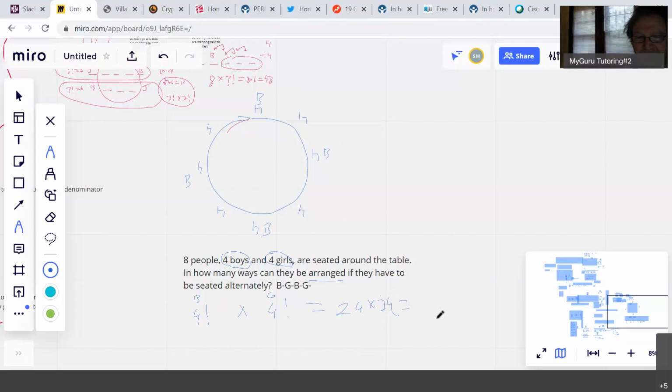But we're not quite done, and the reason is that we don't know who's actually sitting at that first slot. If we start with a boy at the first chair, we'll have 4 factorial times 4 factorial. But we could also have a girl at that first chair, in which case we'd have another whole set of 576. Total of 1152. All right.